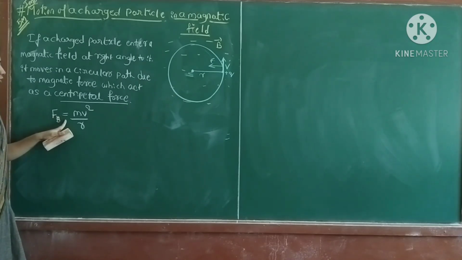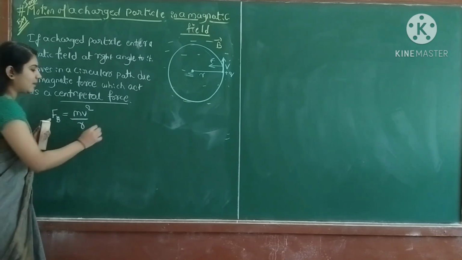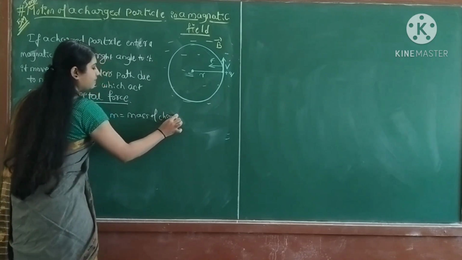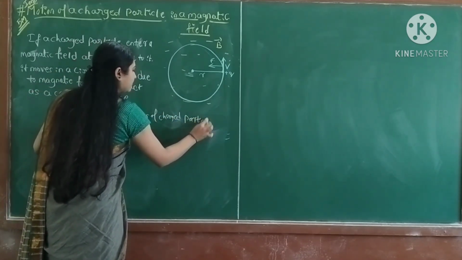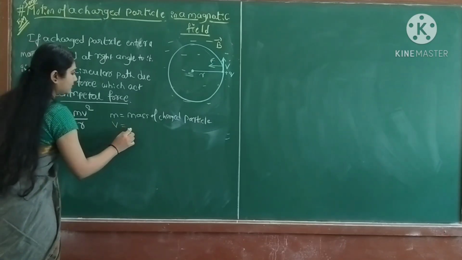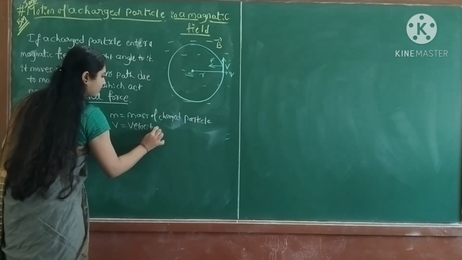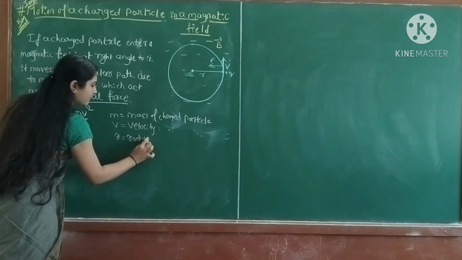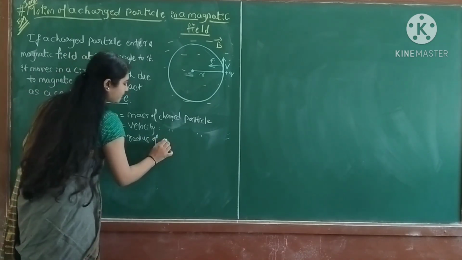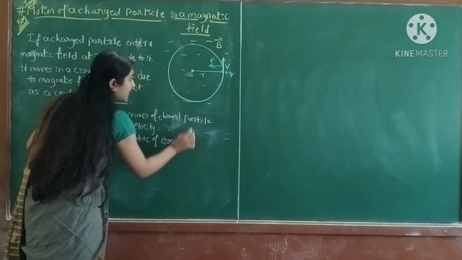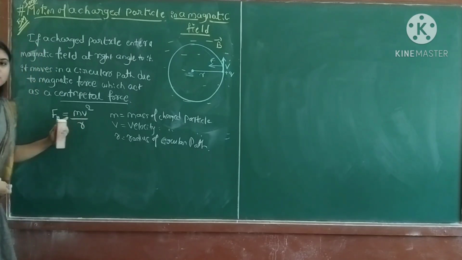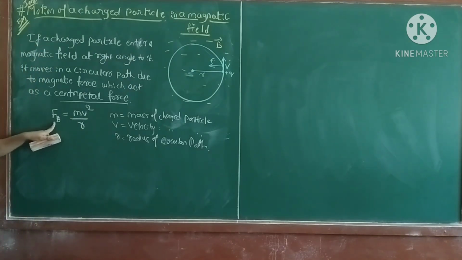Yes, it is equal to mv square by r, where m is the mass of the charged particle, v is the velocity of the charged particle, and r is the radius of the circular path. Where have we taken the radius of this circular path? R. Yes.